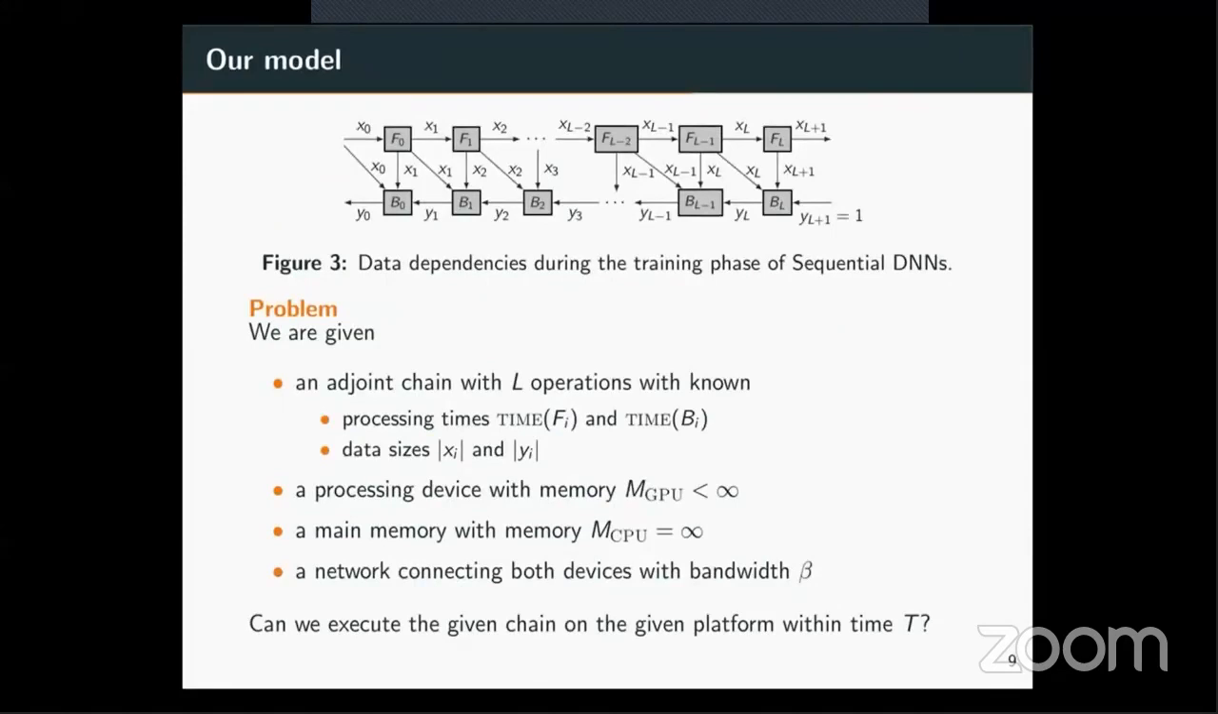In our work, we analyze the problem of offloading for the neural network seen as a chain in Figure 3. We describe here the corresponding optimization problem. If we are given an adjoint chain with ALAP operations, with processing times of forward and backward operations and activation sizes, our objective is to execute this network on the GPU with limited memory size, denoted as mGPU, where data can be sent to the CPU at bandwidth beta, within the smallest possible time t.